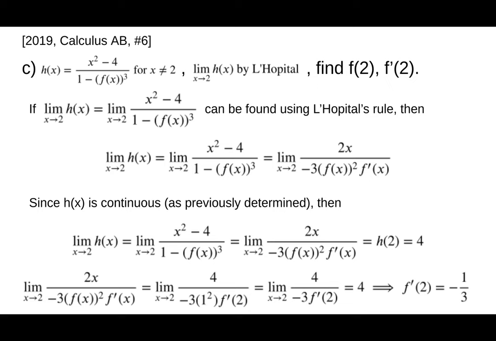But I can simplify the bottom a little. That's going to be the limit as x approaches 2 of 4 over negative 3 times f prime of 2, and we know that has to equal 4. So, simplifying this and solving for f prime of 2, we get f prime of 2 equals negative 1/3.